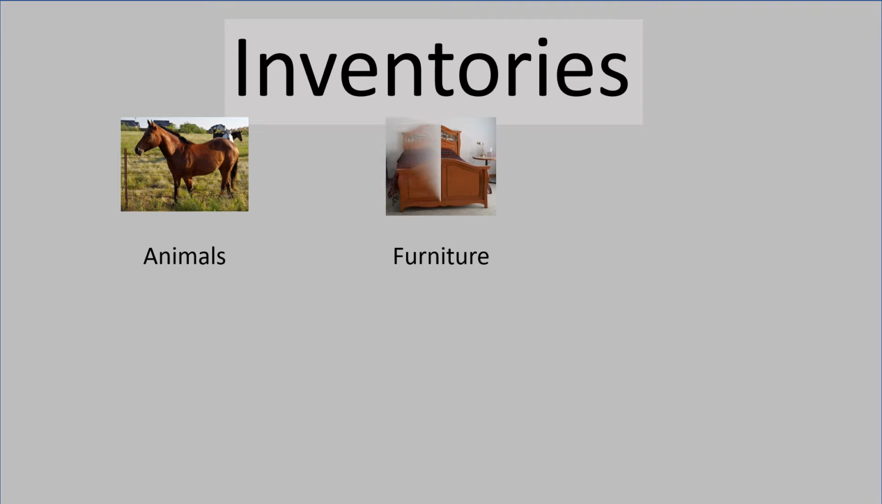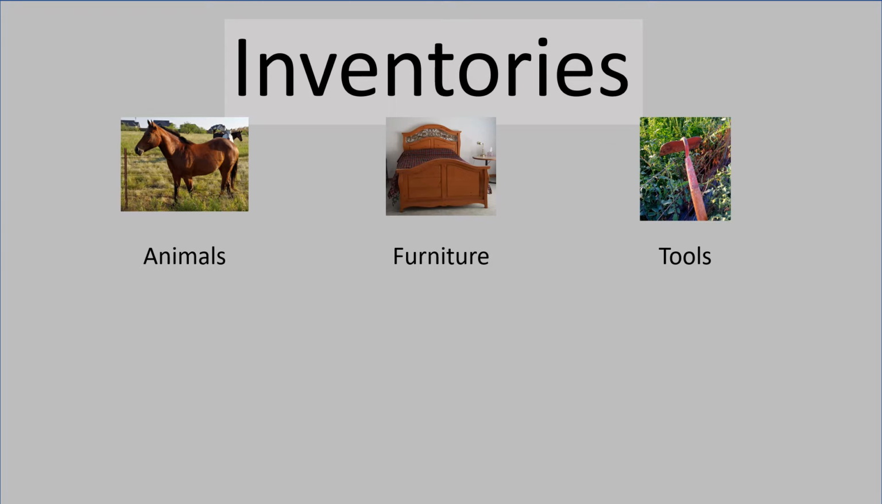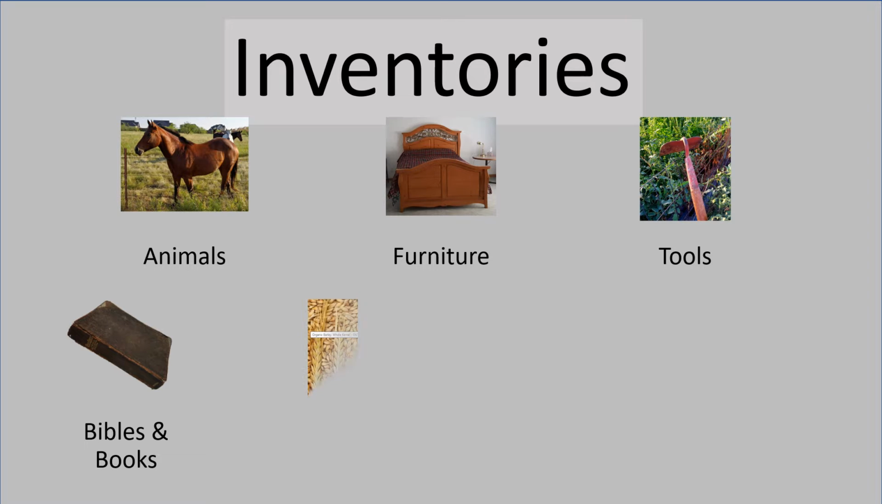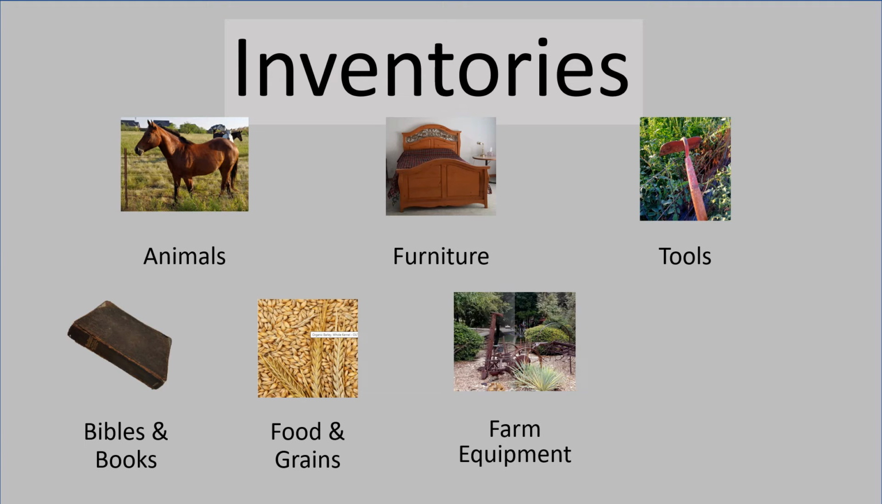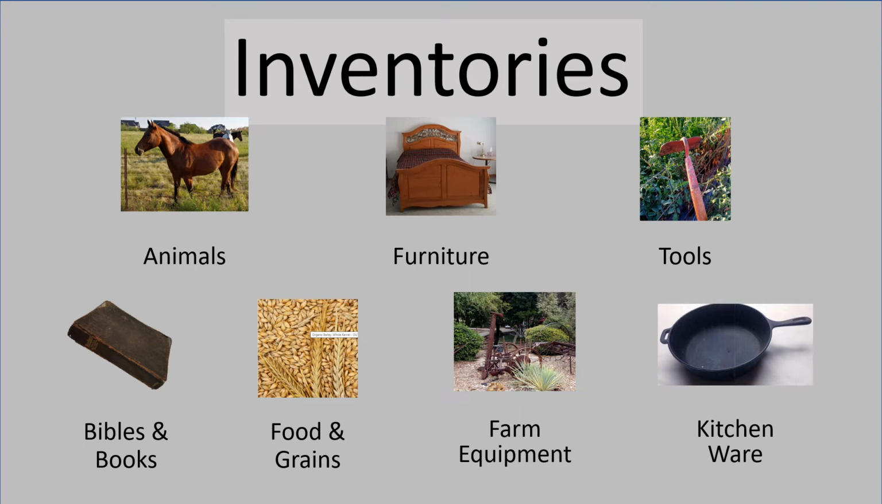Furniture, such as beds, tables, chairs, etc. Hand tools, hoes, hammers, rakes, and more. Books, Bibles and all kinds of books, such as law, educational, and reading books. Farm produce, oats, wheat, corn, cottonseed are a few. Farm equipment and wagons, all kinds of kitchenware, from utensils, pots and pans and plates, and serving bowls. You never know what you'll find in these inventories.